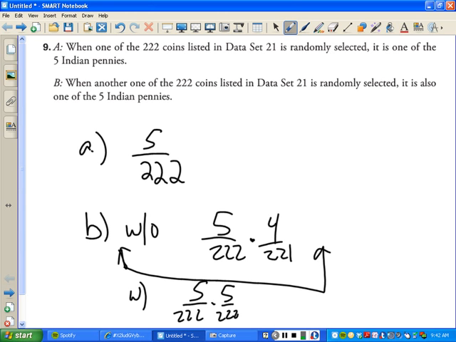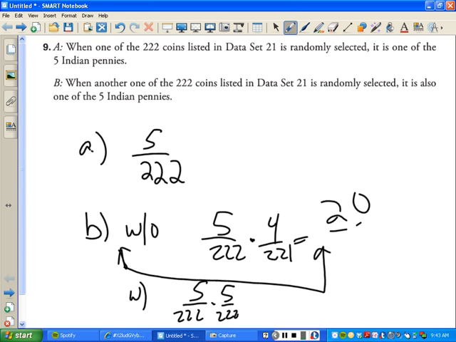So if I said we're going to draw 2 cards from a deck, what's the probability we get 2 aces? Well, you could get an ace of hearts. Put it back. Well, then the next time you could get the ace of hearts again. That's a chance. Okay, so that's with replacement.